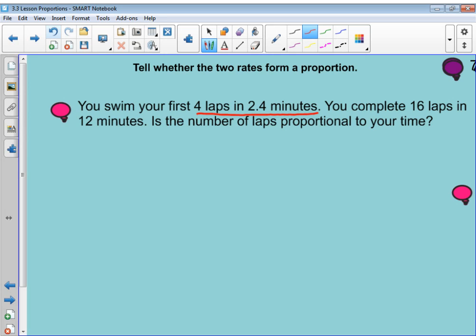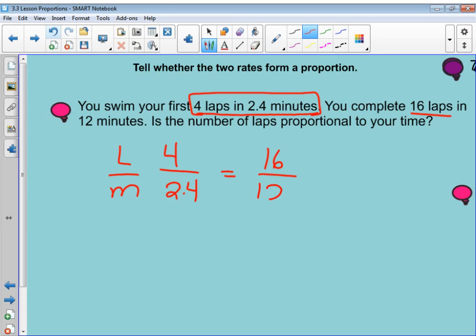So here, number of laps proportional to your time. If I go through and set it up as proportions, it's not going to matter the order, but whatever order I choose in the beginning, I need to then do the same in my second setup. So if I did laps per minute, 4 laps over 2.4 minutes. And then in my second proportion, I need to do my laps first, 16 in 12 minutes. Just making sure that you're matching your laps in the same level and your minutes in the same level.